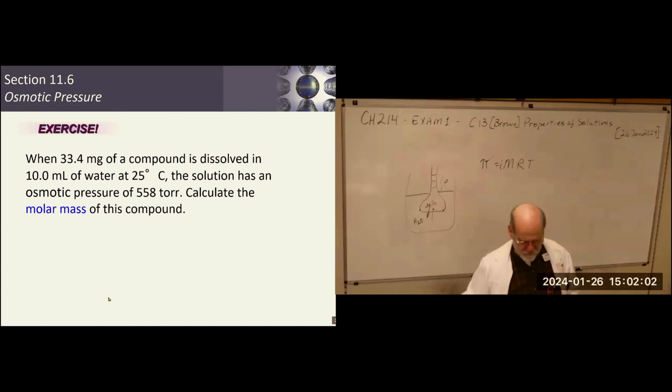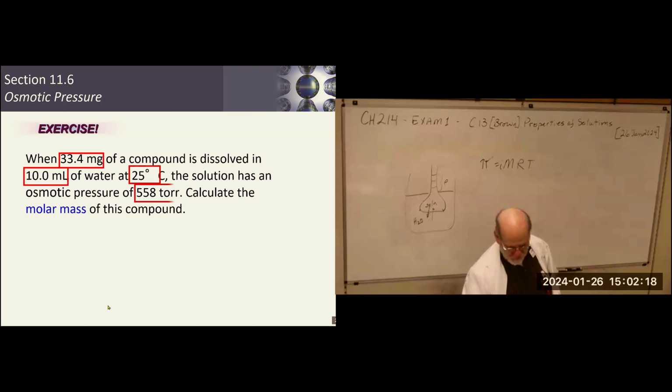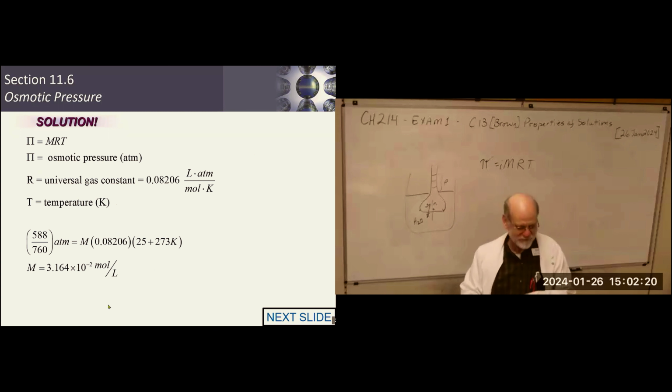All right, let's see. We have 33.4 milligrams of a compound dissolved in 10 milliliters of water at 25 degrees. The solution has an osmotic pressure of 558 torr. Calculate the molar mass of this compound. Okay, let's see. Did I work it out, or do I need to do it from scratch? You worked it out. Good. Okay.